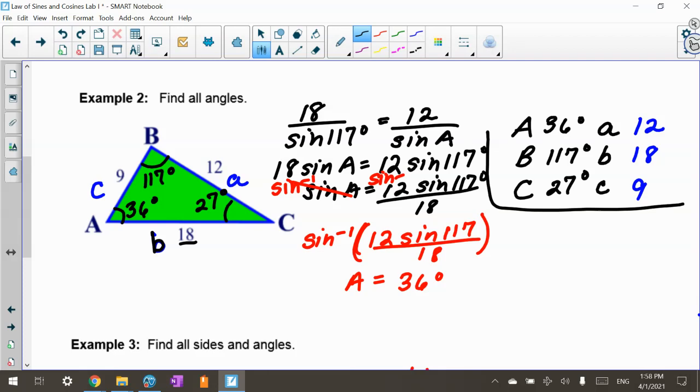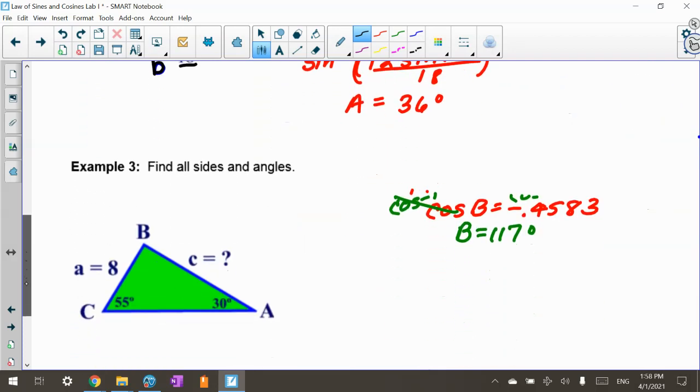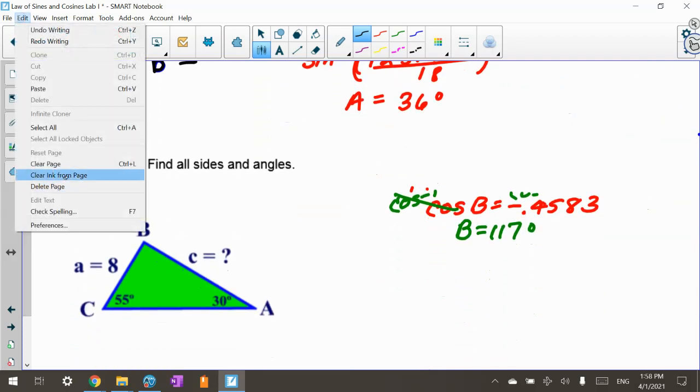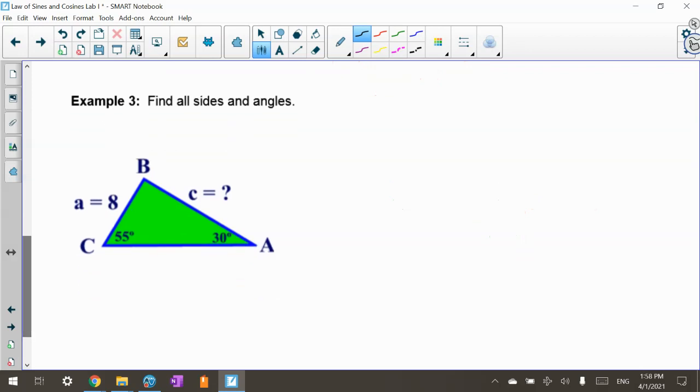I don't want to make this video too long, but here's the last part. So I'm going to clear the ink from this page so that we can have a nice fresh part. It says find all the sides and all the angles. Now the cool thing about this one, I'm going to stack and rack these. I love to do that, have it all organized. So I'm going to say angle A, B, and C, side A, side B, side C.